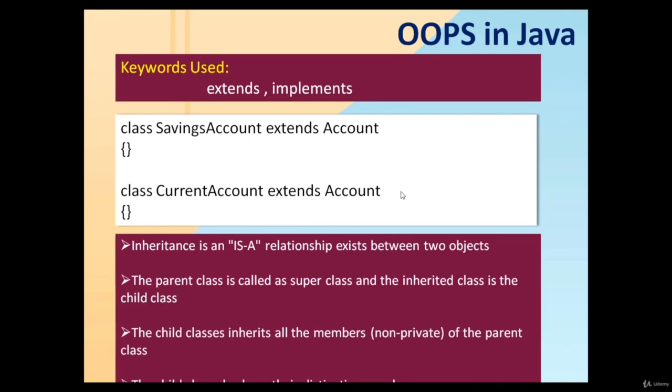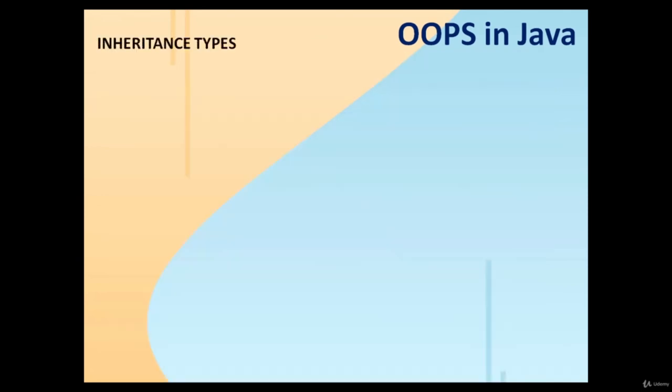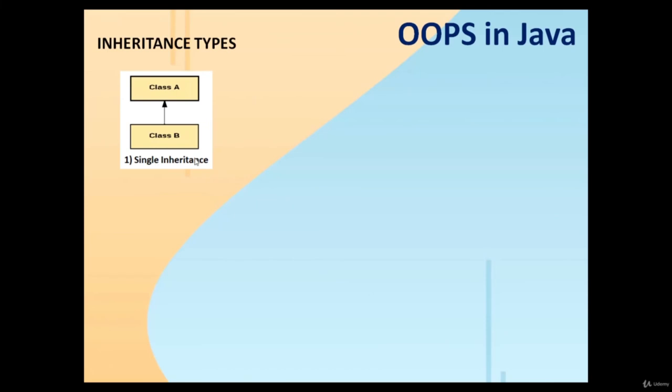Now, what are the different types of inheritance? One is called single inheritance. We have class A, and from class A we create a new class called B. When you create an object of B, that object is able to access its own members and also the members of class A.